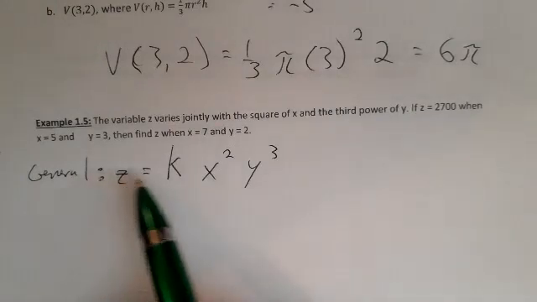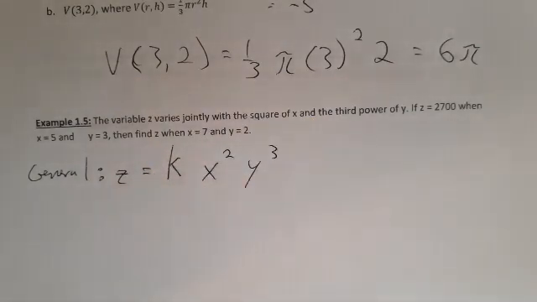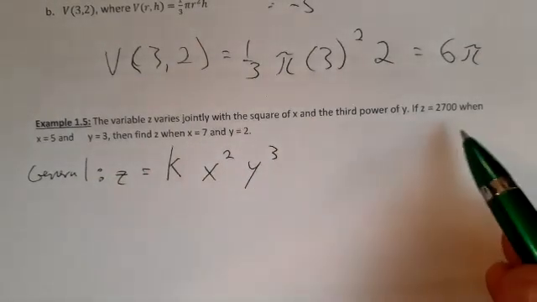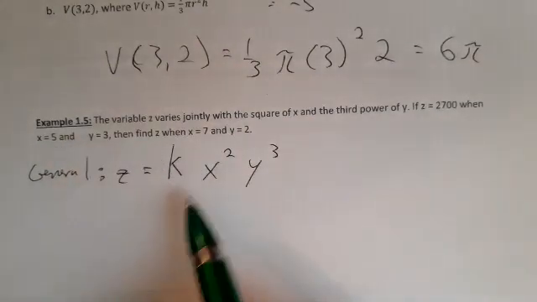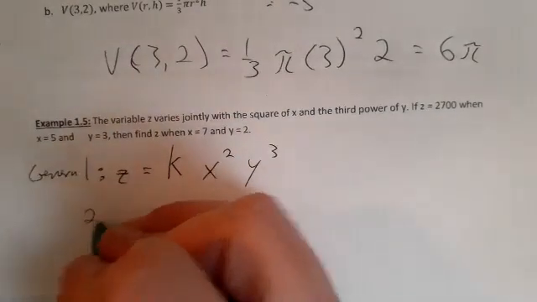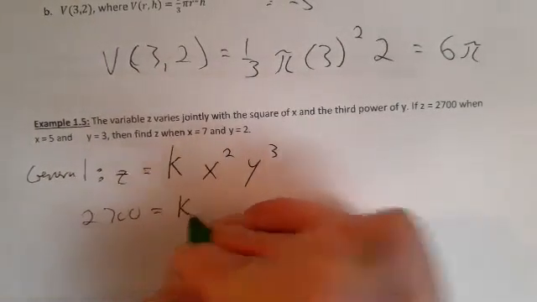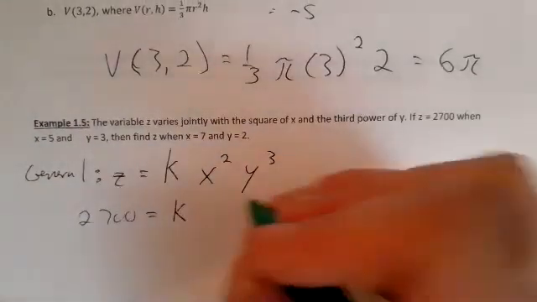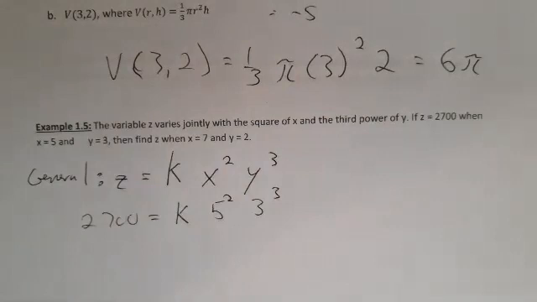And so I'm hoping this is the thing that you're getting from this vocabulary-wise. Like if you read this, z varies jointly with the square of x and the third power of y, I hope you deduce this sort of thing. And so this next sentence is giving us values to plug in to figure out what our k is. And so if they say z is 2700, I don't know what the heck k is, so let that be a variable. I want to do 5 squared, and I want to do 3 to the third.